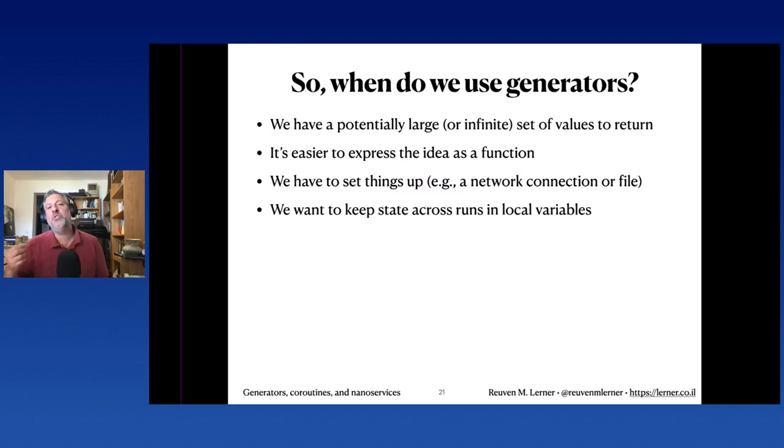So when are we going to use generators? Well, when we have a potentially large or infinite set of values to return, it's often easier to express the idea as a function, right? Instead of expressing something as a bunch of classes, or even one class, which we can do, and then use the iterator protocol to implement it, it's easier to express as a function. Sometimes we have to set things up. So let's say I want to set up a network connection, a database connection, something like that. And then inside of my generator, I can take advantage of the fact that the local variable has been set with that database or network connection. And then I can also keep state across runs in local variables because it's just going to sleep.